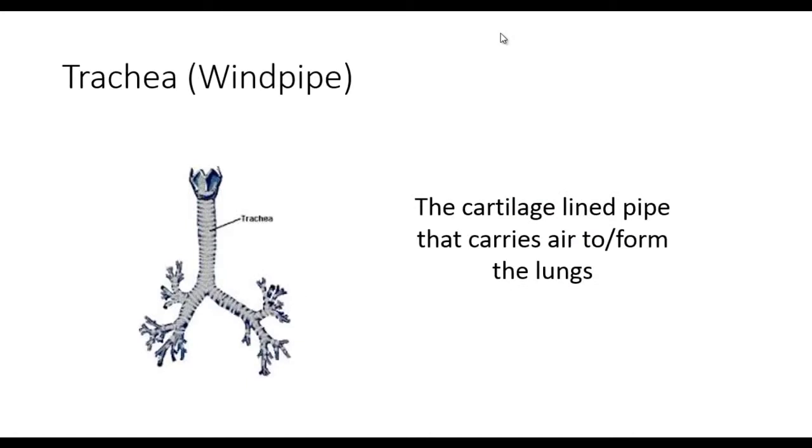So the trachea, also known as the windpipe, which is the informal term for it, is a cartilage-lined pipe that carries air to and from the lungs. Air is going to enter basically through your mouth or your nose. It's going to travel through the trachea into the lungs. We're going to talk more about airflow and the process of that in just a minute.